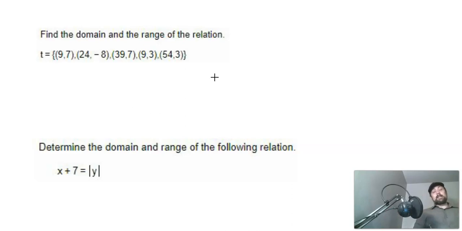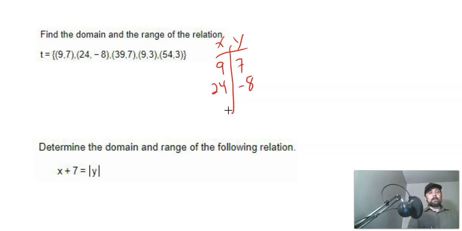But you could also think of this as a table. So if that form bothers you, feel free to just restructure it as a table. This is 9 comma 7. X is 9, Y is 7. This is 24 comma negative 8. This is 39 comma 7. This is 9 comma 3. And this is 54 comma 3.